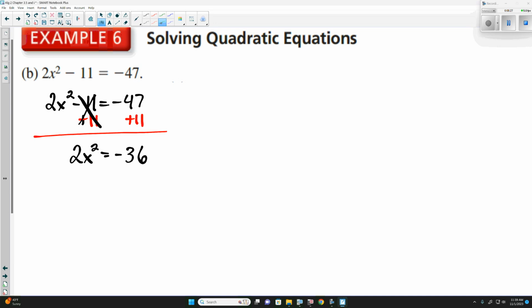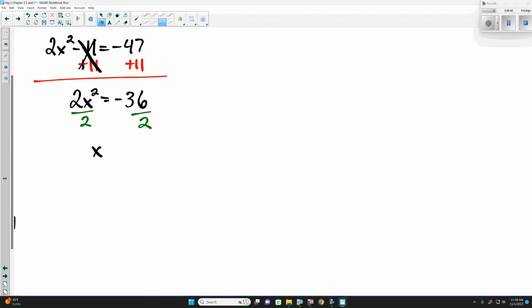Is our x squared term by itself? No, so what do we need to do? Divide both sides by 2, telling us that x squared is equal to negative 18. What will we need to do next? Square root. Since we got x squared by itself, we can take the square root of both sides, and x is equal to plus or minus. Whenever we take the square root of both sides, we have to put the plus or minus.